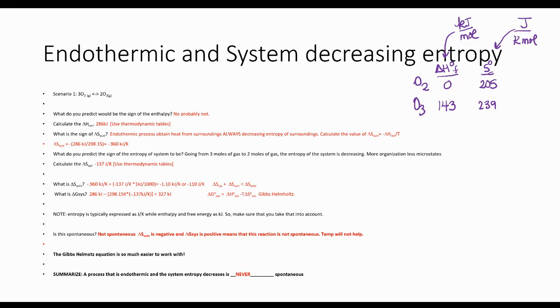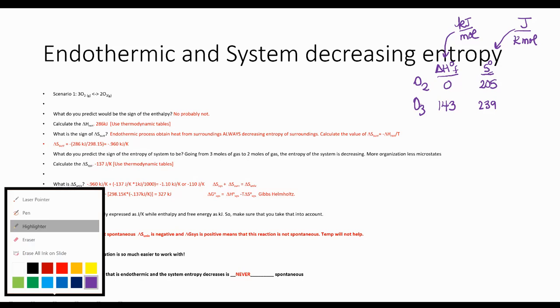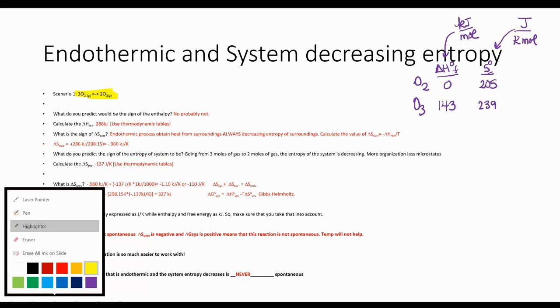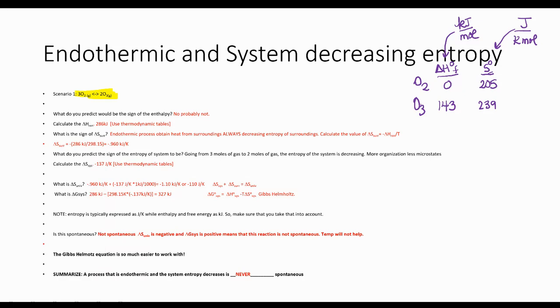Okay, let's start with scenario 1. The formation of ozone from oxygen. Okay, there's our equation of interest. Can we predict the sign of enthalpy? Probably not. We don't know if it's endo or exothermic. If I want to know, I will use the thermodynamic tables in the back. I'll do this first one here. So I'm going to take 2 times ozone. So that's our product, right?